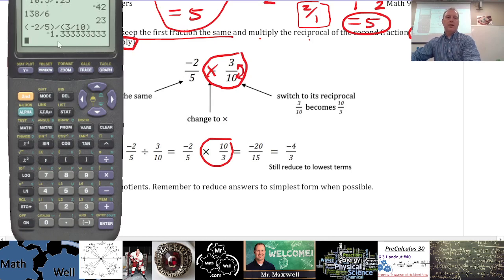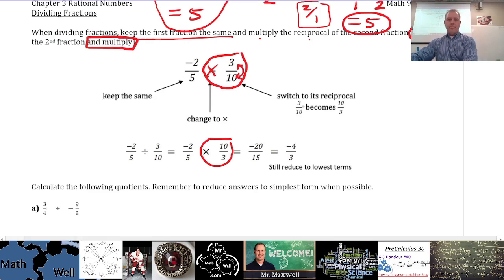Here's the decimal, negative 1.33. Negative 4/3 is negative 1.33 repeating. That's the same thing. Now let's check out the flip and multiply. So negative 2 divided by 5 times 10 over 3. Okay, so there's flip and multiply, and we get the exact same number. Any questions?